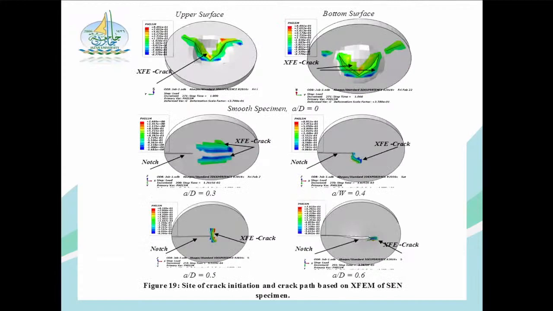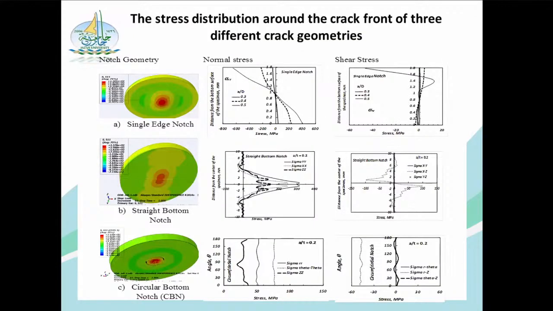Let me show you this one. While we did the straight bottom and the single bottom, we can tell how it reacts to the stresses, the normal stress and the shear stress. While for the circular, we start to see that it is very uniform, and very close to what we got in the experimental part. So we did the notch for the experimental in the bottom, and we applied the load, and we got very close, the same cracks which we get here for the circular bottom notch.